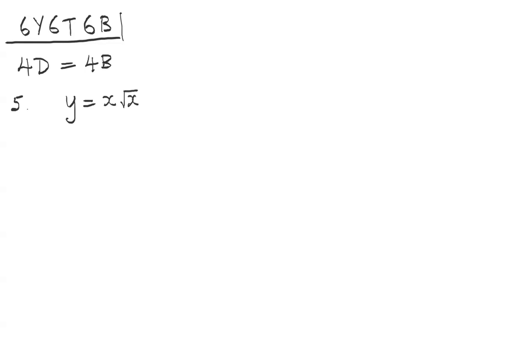So to find the dy/dx of this, I have to change it to x to the power of 3 over 2. Got it? So my dy/dx: y is x to the power of 3 over 2, so it will be multiplied by the power, take away 1. So this means 3 over 2 root x.